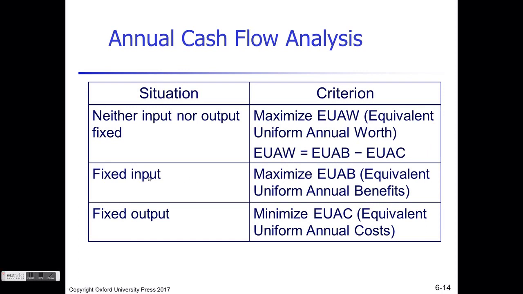When you have a fixed input, correct? Only what means you just have benefits. What you want to do is you want to maximize the equivalent uniform annual benefits, correct? That's your goal. Just maximize the equivalent uniform annual benefit because this is a benefit. So you want to keep it as high as possible. And when you have the equivalent uniform annual cost, you want to minimize, correct? Because you want to minimize cost.